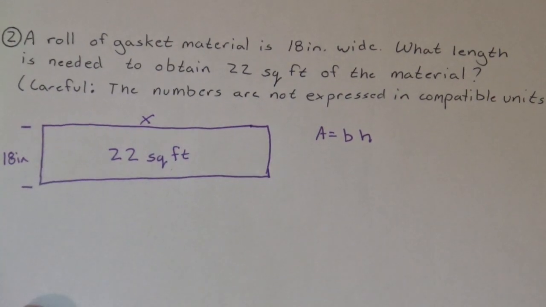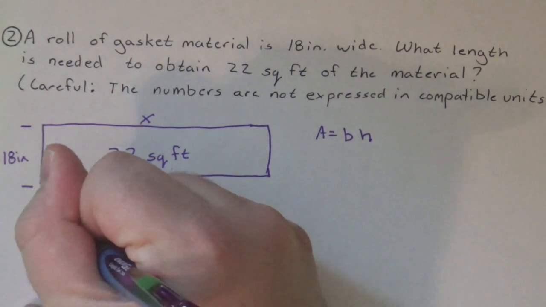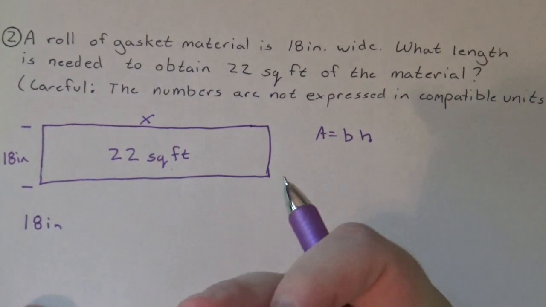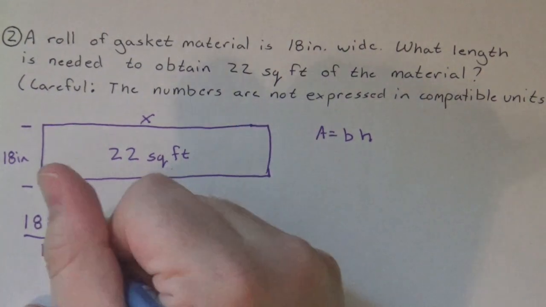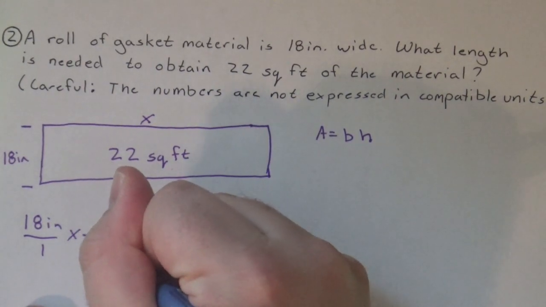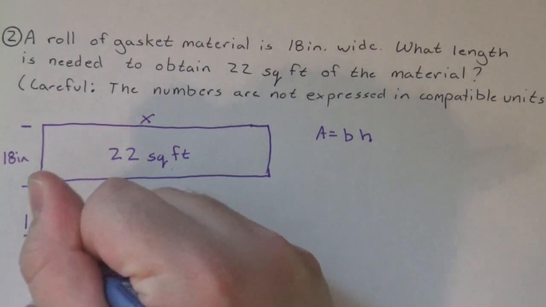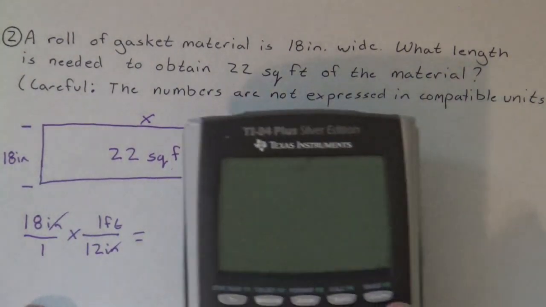All right, so 18 inches, when we convert it, let's just go ahead and do it the way I taught you. I know that 18 inches is where I start, and I put a 1 under it right now. I'm going to multiply it by one conversion factor. What are my conversion factors? Well, I know that 12 inches are equal to 1 foot. I work this all the way out. I'm going to say 18 times 1 is 18.